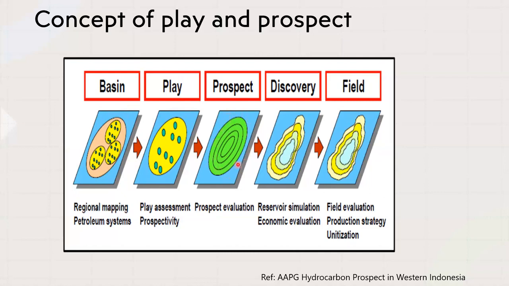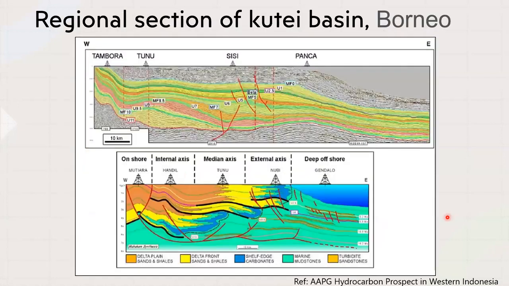And from that prospect, we can find the discovery, and we can name that as a field. So that is a concept of the play prospect. And also some regional section from the seismic. So it's from Borneo Basin, which gives an indication of the stratigraphic framework. So not only the structural reservoirs are important, but the stratigraphic features or stratigraphic understanding is also good.